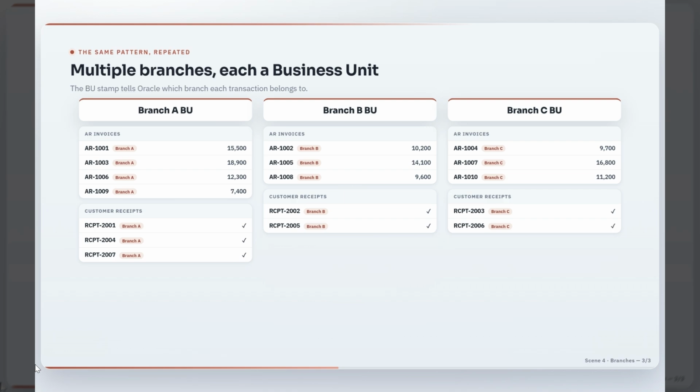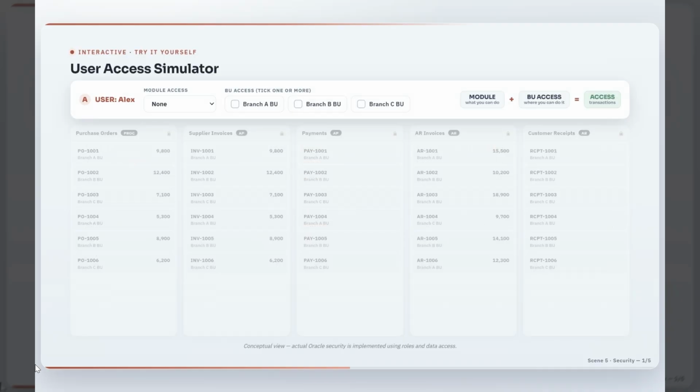Let us test that with Alex. On the screen, Alex initially has no module access and no business unit access. Therefore, Alex cannot see any transactions. First, let us give Alex only receivables module access, but no business unit access yet. Watch what happens. The receivables container becomes active because Alex now has permission to perform receivables activities. But the container is still empty. Alex cannot see the AR invoices or customer receipts of branch A, branch B, or branch C.